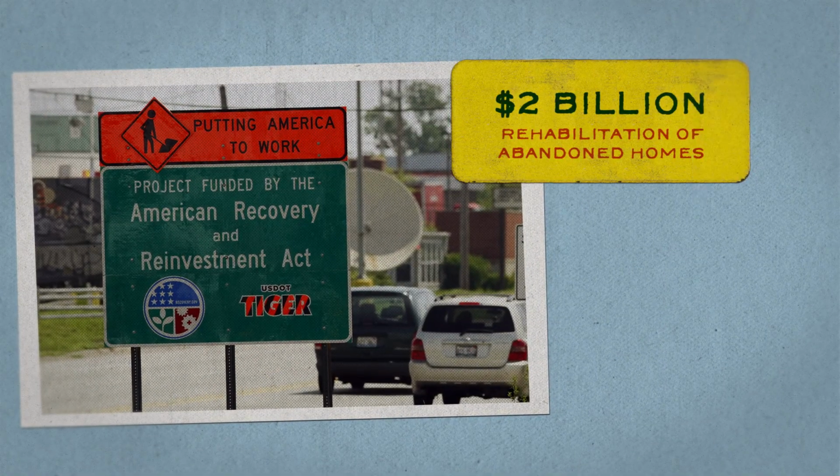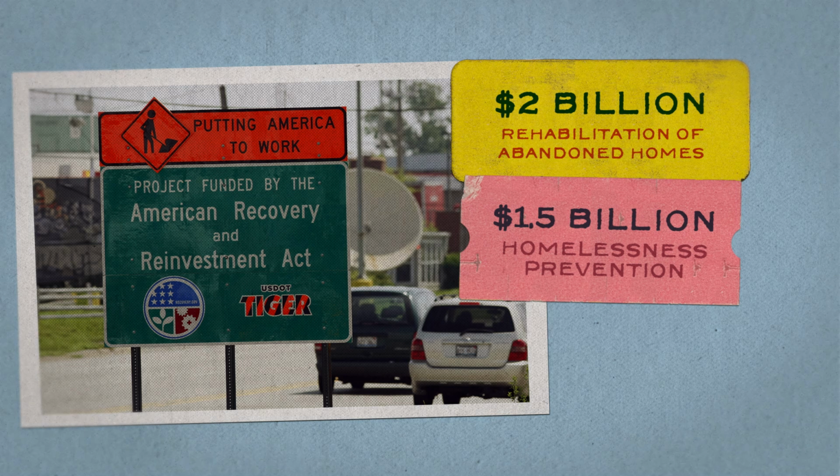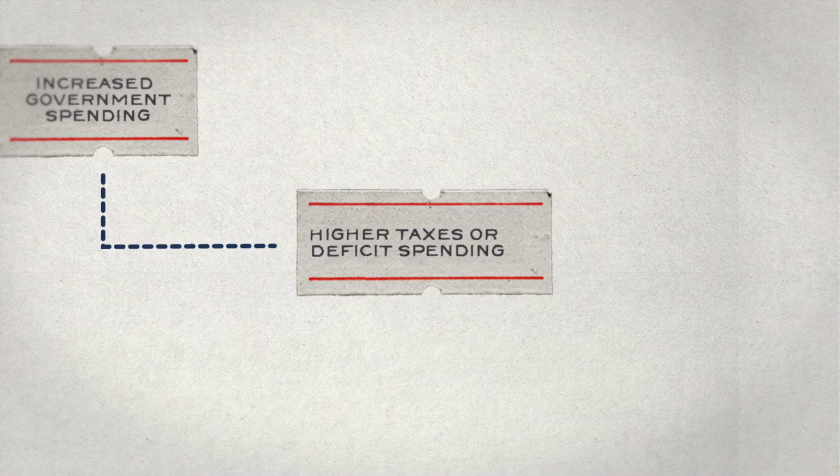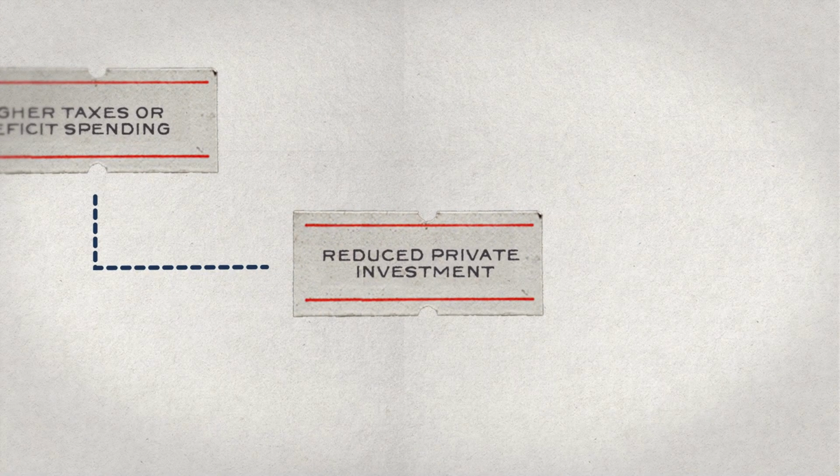In other words, the government spends more than it collects in revenue, then issues government bonds to make up the deficit. This is what happened with the American Recovery and Reinvestment Act under Barack Obama after widespread foreclosures and a collapse in housing prices in 2008. The ARRA included $2 billion to rehabilitate abandoned homes and $1.5 billion for homelessness prevention and rapid rehousing, plus another $4 billion to improve public housing facilities. All that sounds good, right? Not so fast.